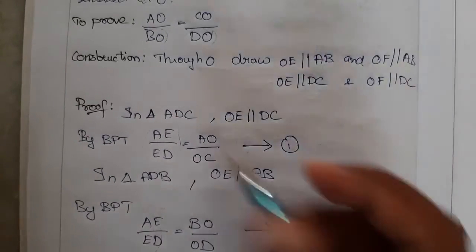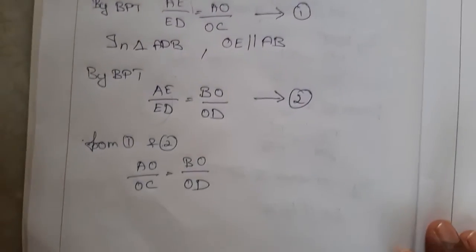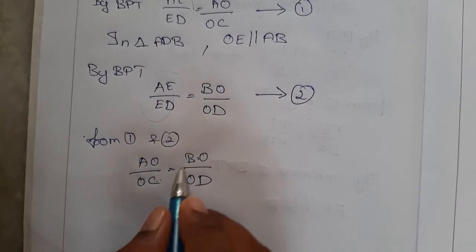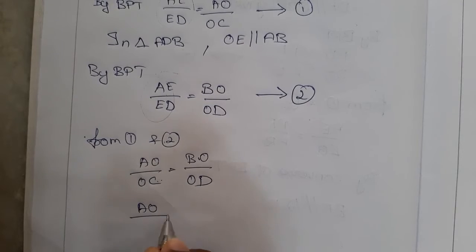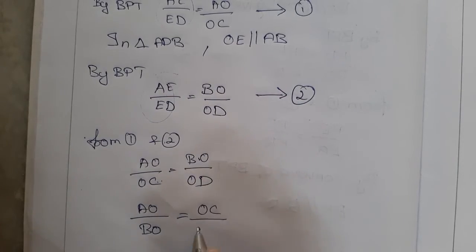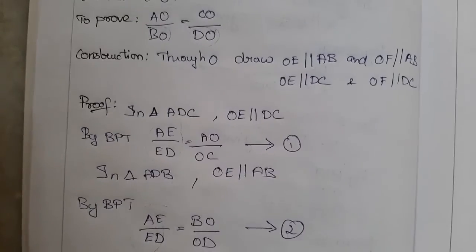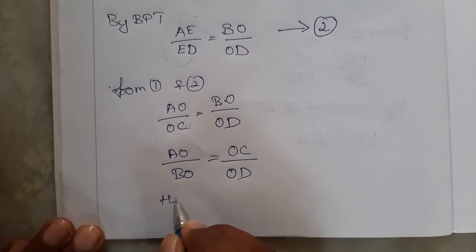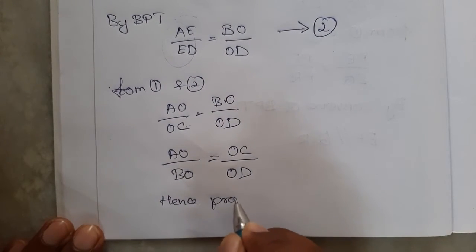So this is almost the same. AO by BO, just interchanging this denominator and this denominator to the numerator, we will be getting AO by BO, because this will go to the numerator, equals OC by OD. This is what we have to prove. Clear? Hence proved.